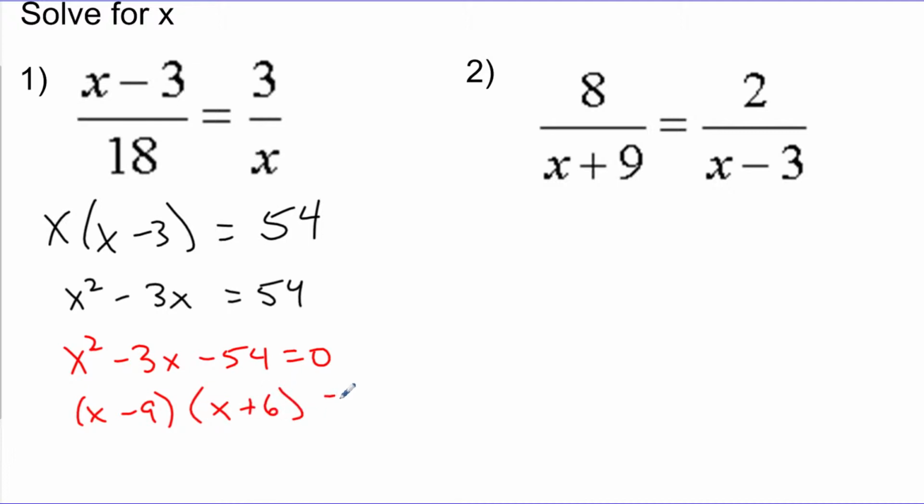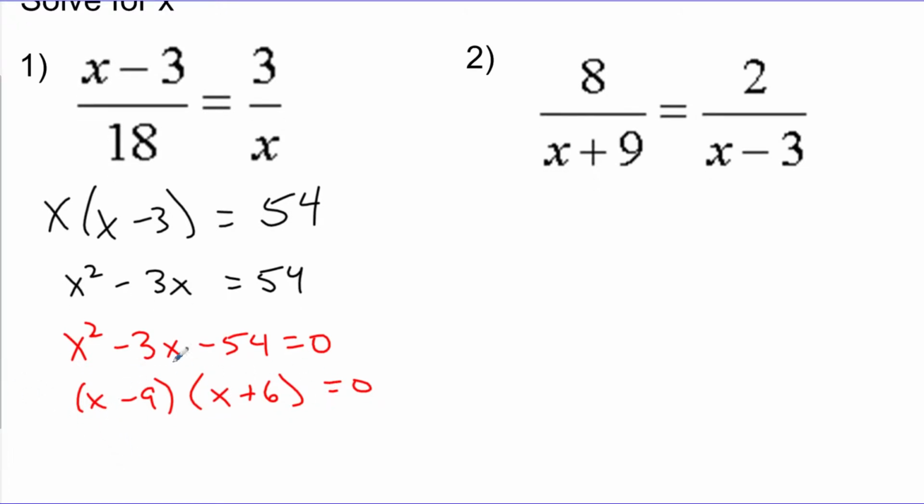Right, so these two values, when you multiply them, give me negative 54. When I add them, they give me negative 3. And so if I set each of these equal to 0, x minus 9 equals 0 produces an answer of 9, and x plus 6 equals 0 produces an answer of negative 6. So I actually get two solutions here.